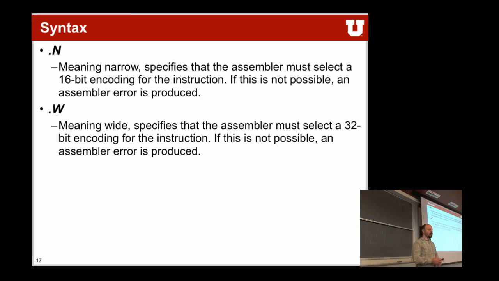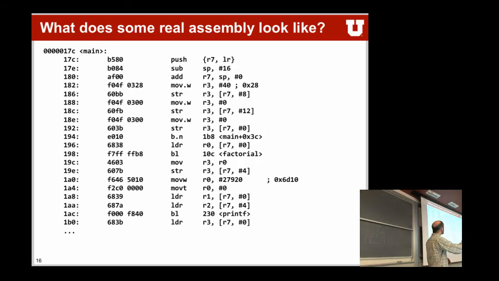This .n and .w that you can see sometimes here, so a .w and a .n down here, just helps the assembler to tell that I really want a 16-bit instruction, or I really want this to be encoded in a 32-bit instruction. That's all it does.